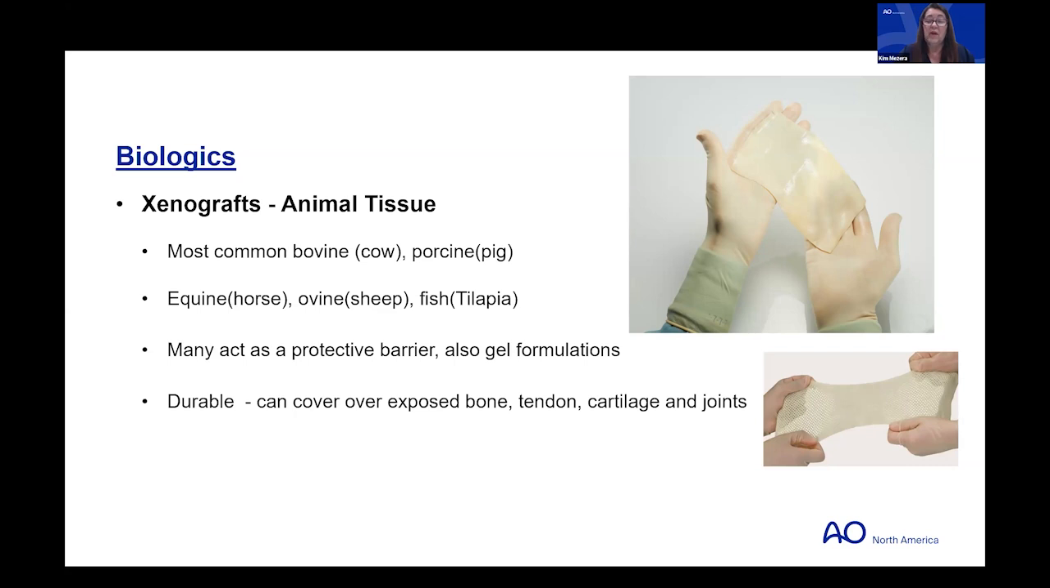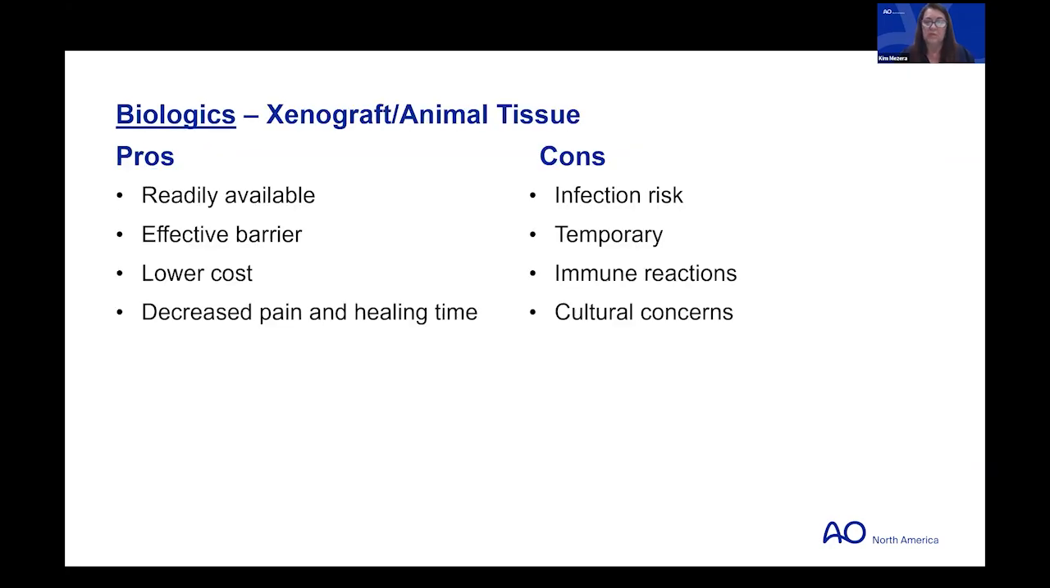They act as a protective barrier. Also, they do have gel formulations for those wounds that can't accept a membrane structure. And they're a little bit more durable. And they can be used to cover small areas of exposed bone, tendon, cartilage, and joints. Obviously, large areas would probably not be for skin substitutes anyway. The pros: readily available, effective barrier, lower cost typically, and it does decrease pain and healing time and decrease the number of wound changes necessary, so it can be good for the patient.